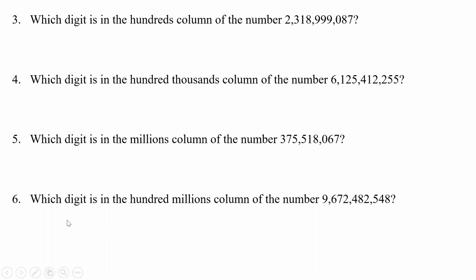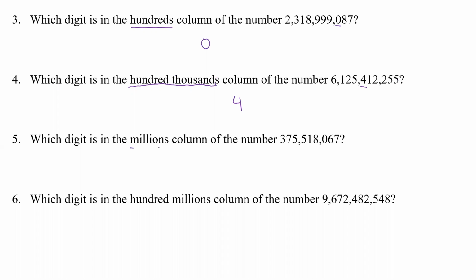All right, so for the next one we have some large numbers, and it's asking us what digit is in a specific place. On number 3, it says what digit is in the hundreds column. Well, we look at our numbers, and we have ones, tens, and hundreds. And so what digit's there? A 0. The next one says what digit is in the hundred thousands? Well, that's the third place, and so that's going to be a 4.